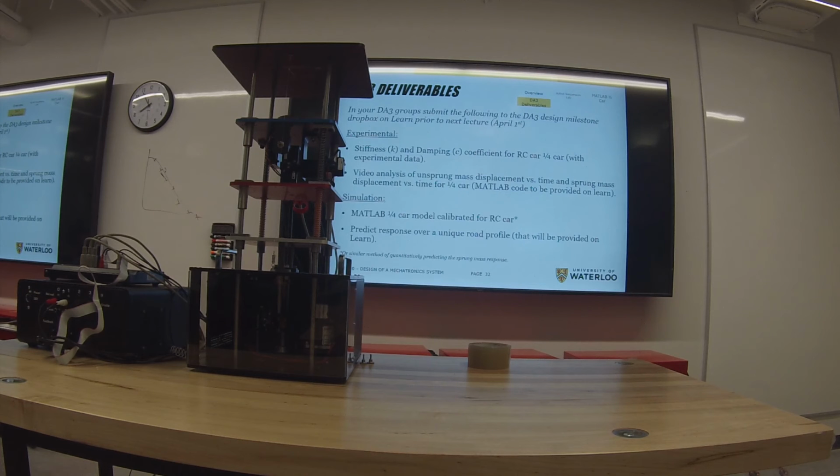So from the experimental side, you need to submit the stiffness and damping coefficients. As I mentioned, everyone should have the stiffness already. The damping, if you need to remeasure or take a high-speed video of the rebound phase of one of the dampers, they're available here for you to do that during the end of the lecture. So you need to do that from the quarter car with the experimental data that we collected in the previous lecture. The second thing is the video analysis of the unsprung mass displacement versus time, and the sprung mass displacement versus time for the quarter car.